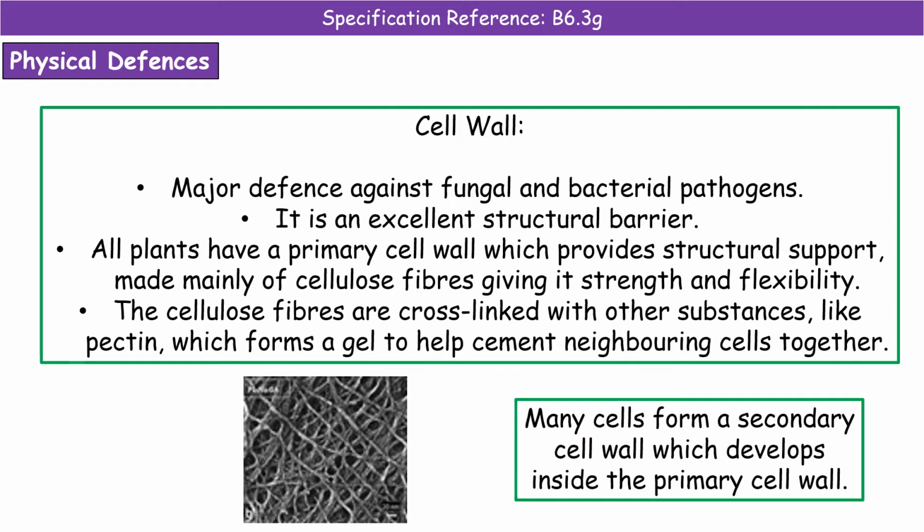What we find is those cellulose fibres are actually cross-linked with other substances, like pectin, and that's going to form basically a cement to join all these cells together really strongly. In a number of our plants, we also find cells that produce a secondary cell wall, which develops inside the primary one. So if you've got the secondary cell wall as well, then it makes it even less likely that any of those pathogens are going to be able to enter the cell.